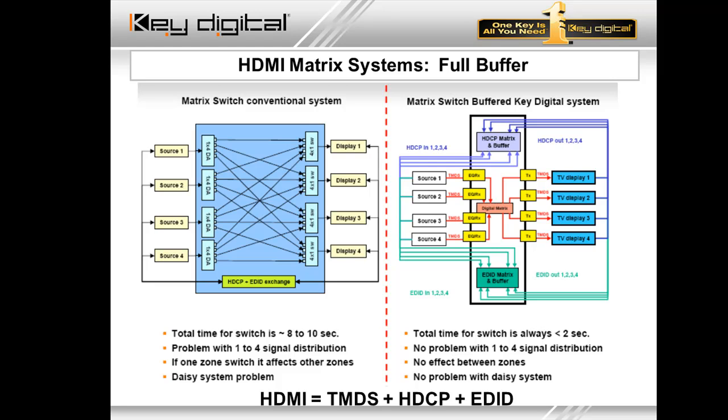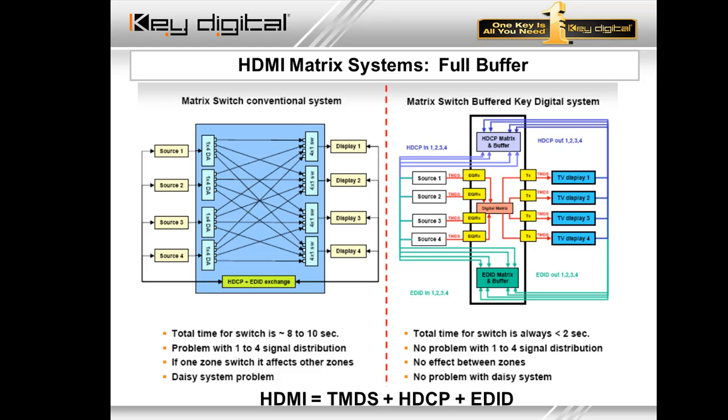Let's take a look here at the Key Digital method of delivering matrix systems with our full buffer technology. You see that we separate the HDCP, we separate the TMDS, and we separate the EDID. We treat each of those 3 layers of HDMI in their own respective manner. Okay? What do we mean by that? Well, let's start at the top there. HDCP. We are the traffic police.